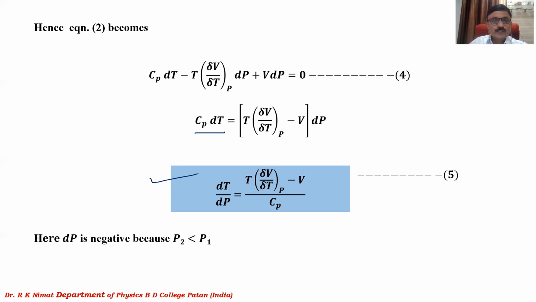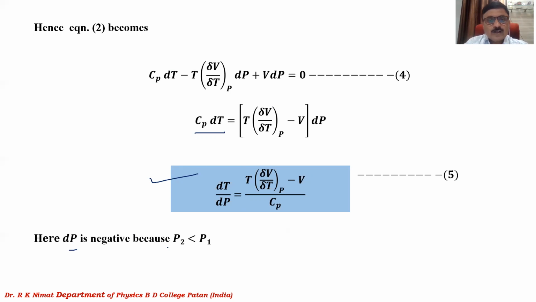So here you will observe that dT is proportional to dP, but you have to remember that dP is negative because the final pressure minus the initial pressure will be negative. The final pressure is lower than the initial pressure, and that's why dP is negative. So this is the equation for the Joule-Thomson effect. Now we have to interpret this equation.